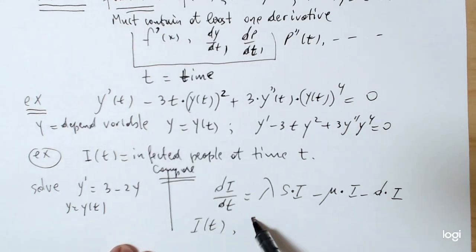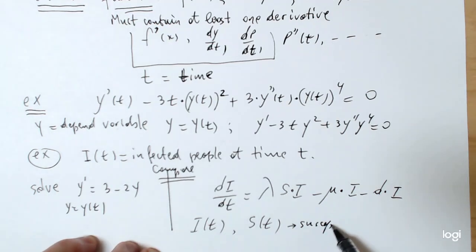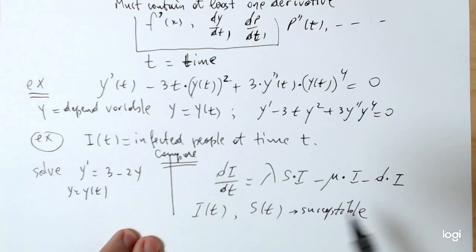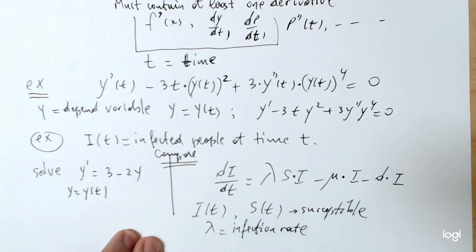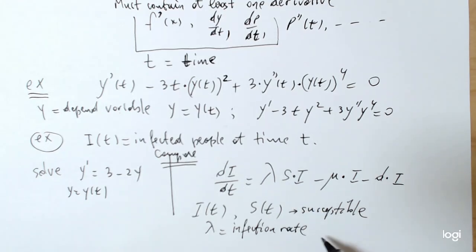You will see later that S also is a function of t. Those will be people who are healthy that can be infected, or the so-called susceptible. And then anything else is a constant. So for example, lambda could be an infection rate. I mean, it is an infection rate in the way I wrote it here. And more on how this infection term is built will be discussed later. Mu, the Greek letter, could be, for instance, the natural death rate.